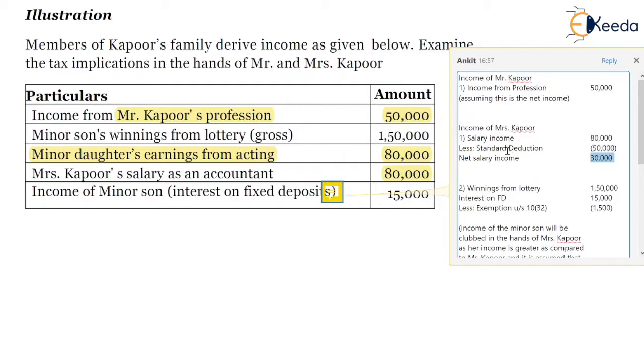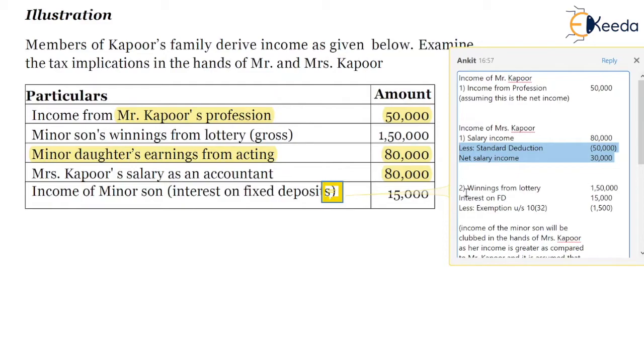So here you can always put a note that, assuming this is the net income, in this solution, instead of this line, you can always put that assuming salary income is the net income, and accordingly, Mrs. Kapoor's income of 80,000 will be greater than Mr. Kapoor's income of profession of 50,000, and accordingly, winnings from lottery and other income of the minor son and daughter will be clubbed in the hands of Mrs. Kapoor.